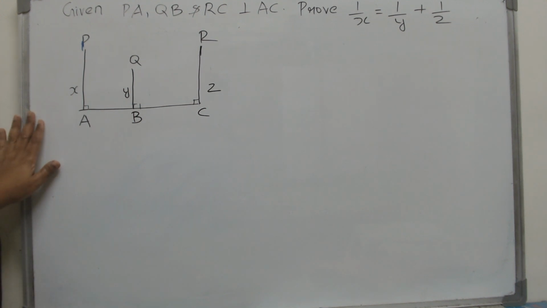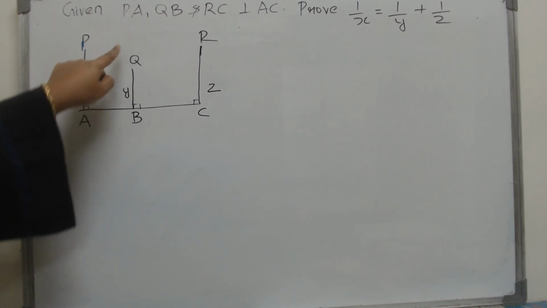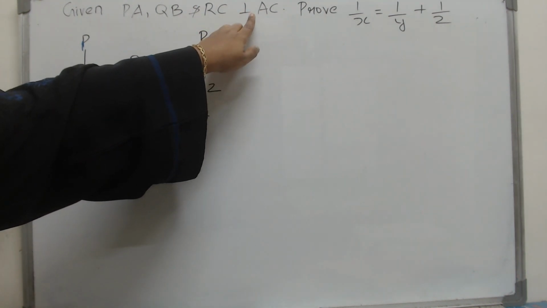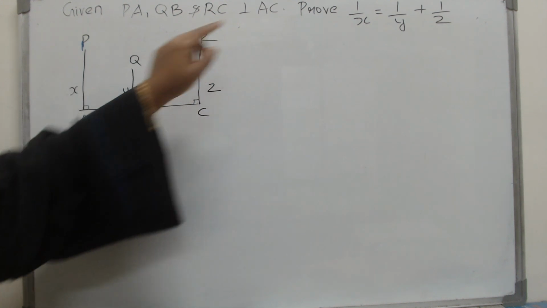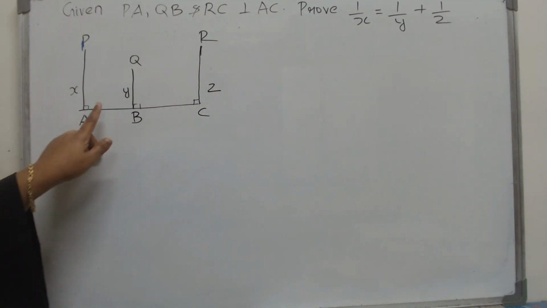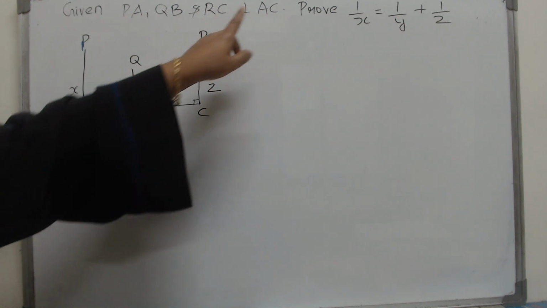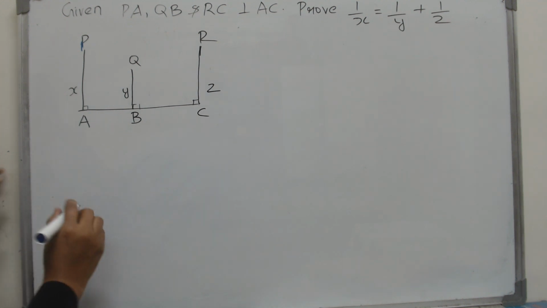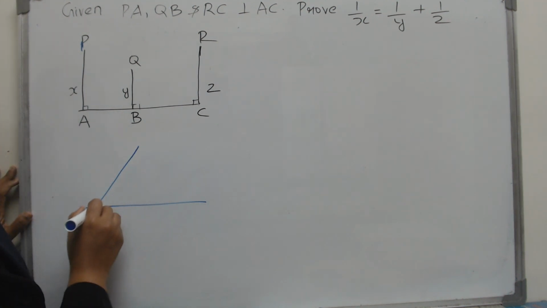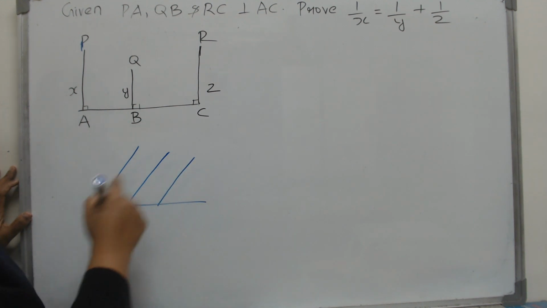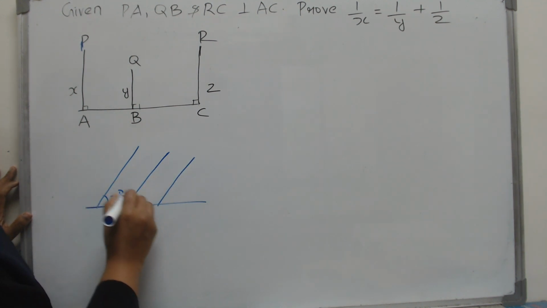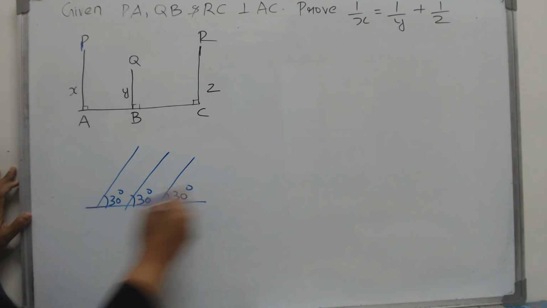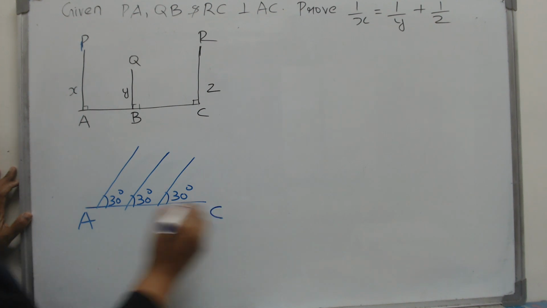Here we are given three lines PA, QB, RC, all of them perpendicular to the same line AC, or in other words all of them making 90 degrees with the same line AC. What does that mean? It is not just about 90 degrees, any angle, say for example three lines, all of them making, say, 30 degrees, randomly 30 degrees, with the same line AC.